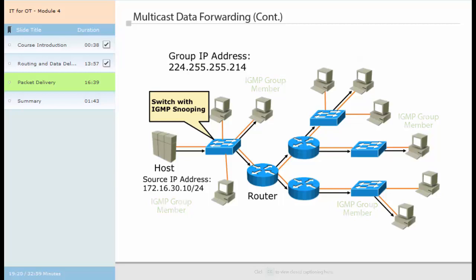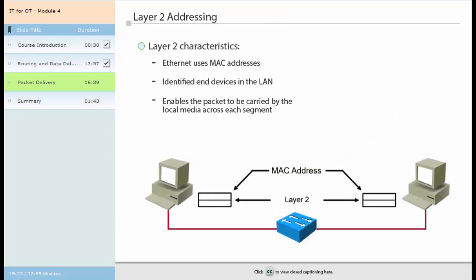This illustration shows a host transmitting one copy of data and a network replicating the packet for each receiver. After reviewing the 3 fundamental ways that IPv4 traffic is delivered, let us take a deeper look at unicast forwarding, beginning with where the Layer 2 address fits into the host-to-host packet delivery process.